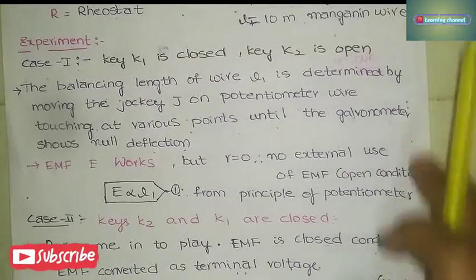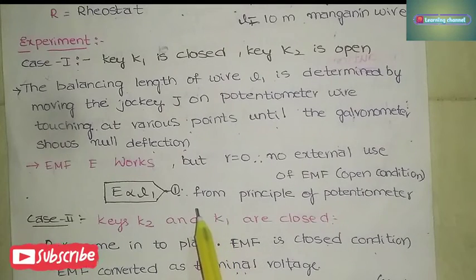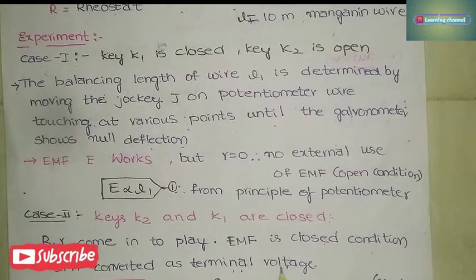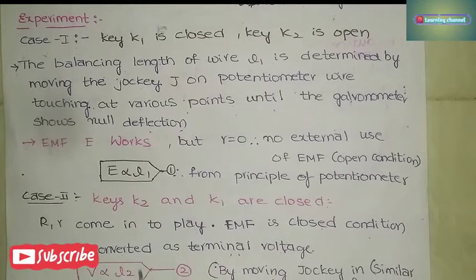Next, case 2: we close both K1 and K2. Now the energy given by the battery is used by the resistor or the bulb, so the EMF turns into terminal voltage. That is the point we have written. So EMF is converted into terminal voltage. Again we measure the balancing length by moving the jockey on various parts. So V is directly proportional to L2. Let this be equation number 2, and the earlier one is equation number 1.